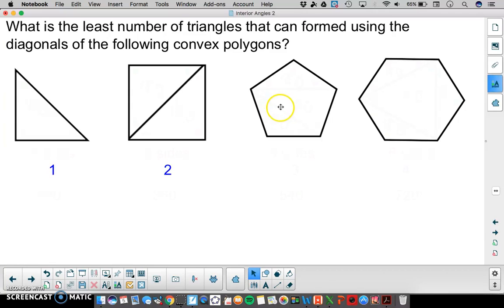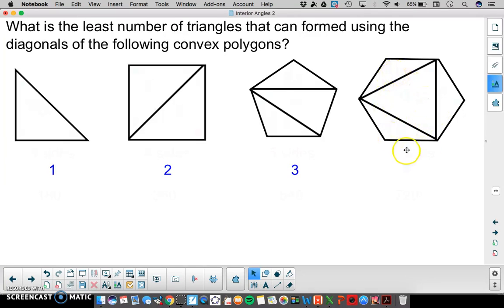In the pentagon, we could draw these diagonals to come up with 1, 2, 3 triangles. And in the hexagon, we could draw these 3 diagonals to draw 4 triangles here. And there are multiple ways that you can draw those 4 triangles into the hexagon.